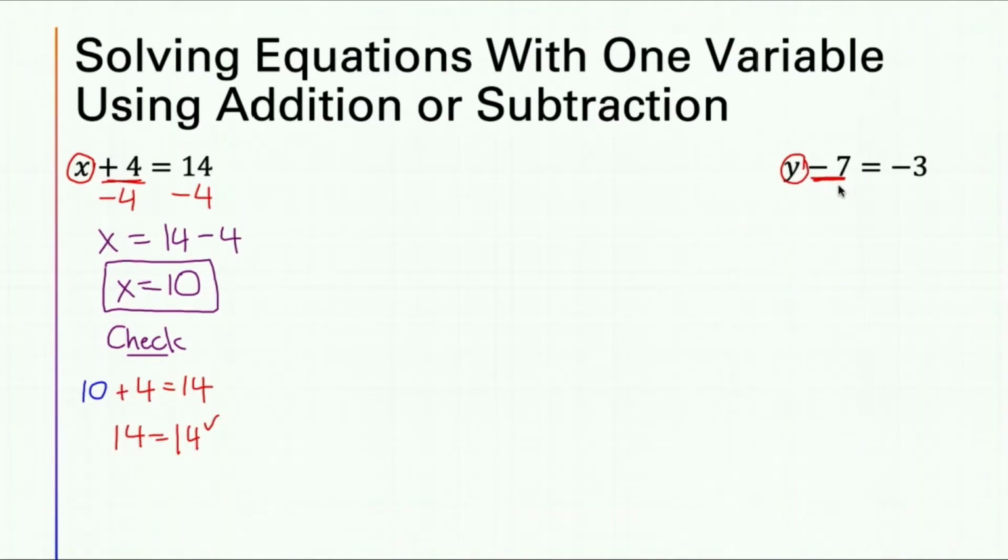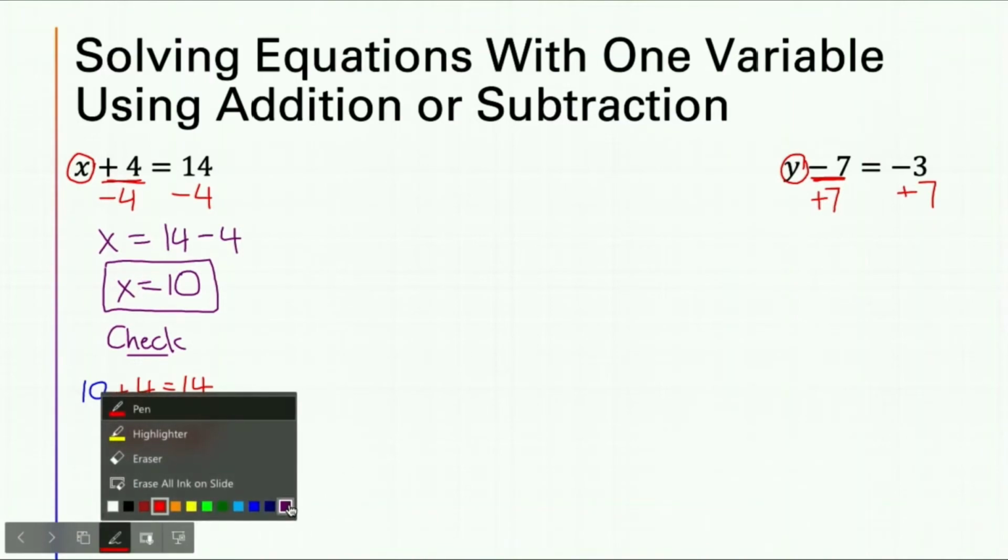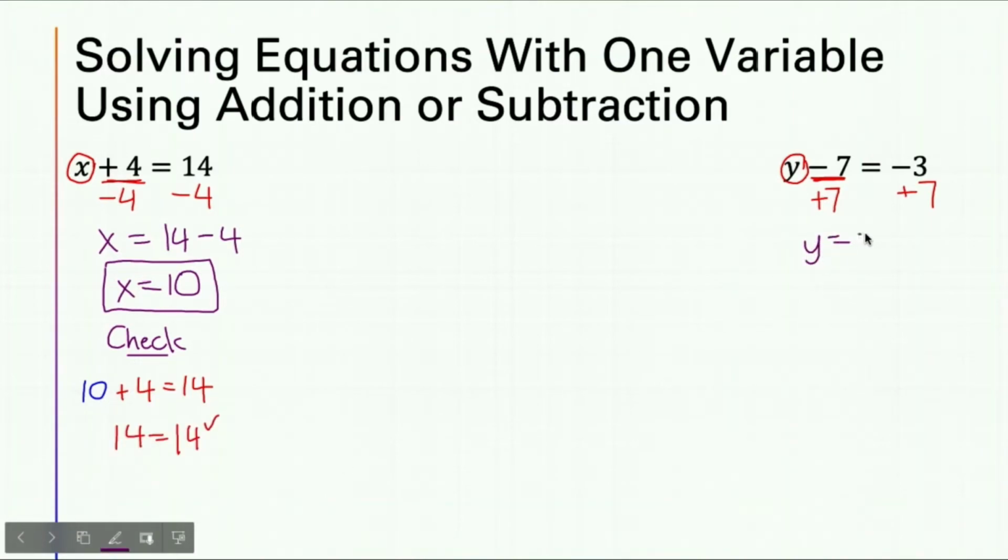So what you need to do now is use the inverse operation. And what is the inverse operation of subtraction? Addition. Remember, addition and subtraction are inverses of each other. So if something's being added in here, we subtract. If something's being subtracted, we add. So we need to add 7 to this whole side. And what you do to one side, you do to the other. So we need to add 7 to this side too. This gives us y equals negative 3 plus 7, and that is equal to 4.